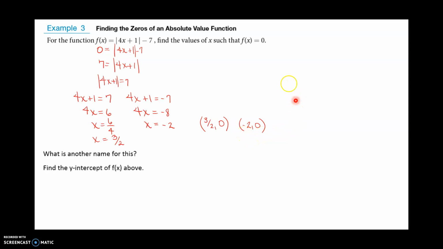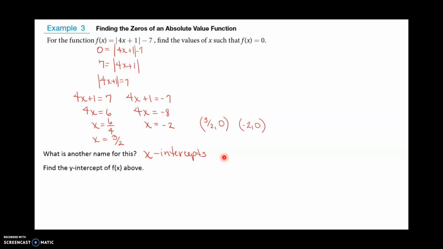Now, there's another name for this. There's another name for when you set your function equal to 0. A 0 of the function, what does that look like on a graph? Well, it looks like an x-intercept. So another way they could ask this question is they could say, find the x-intercepts for the function.